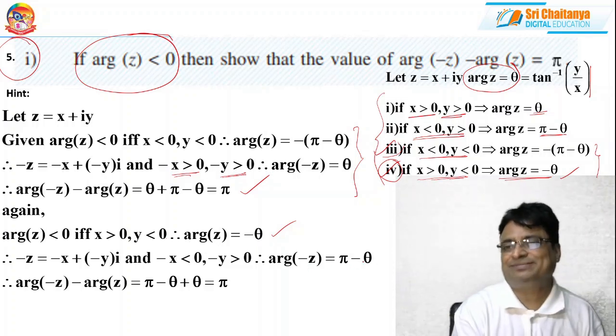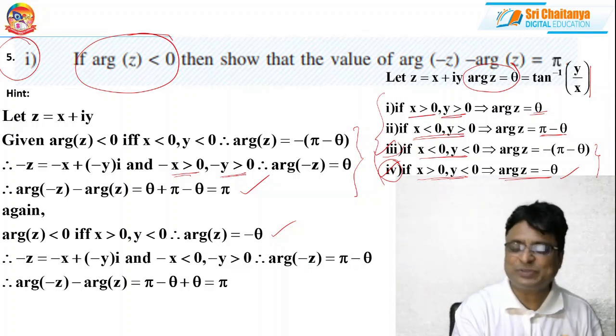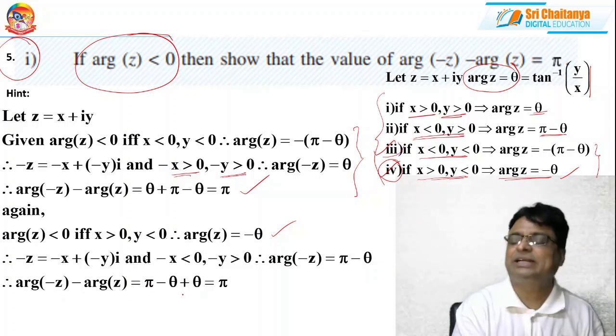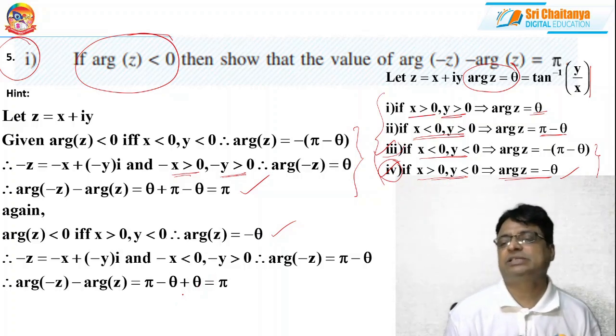z is pi minus theta. Argument of minus z was pi minus theta. Apply this: pi minus theta plus theta. Theta gets cancelled. Again, you get the answer as pi.